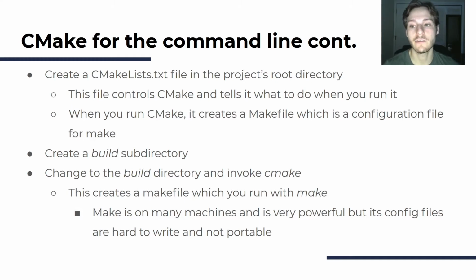After you make the text file, you have to create a build subdirectory, change directories to that build subdirectory, and invoke the cmake command. This command makes a makefile, which you would run using the make command. Make is on many machines, and it's a very powerful tool, but its config files are hard to write and not very portable.